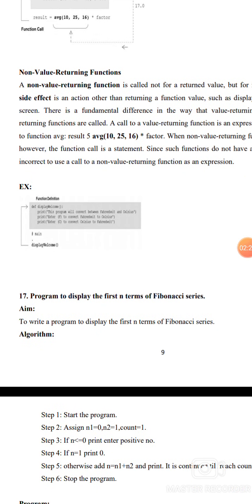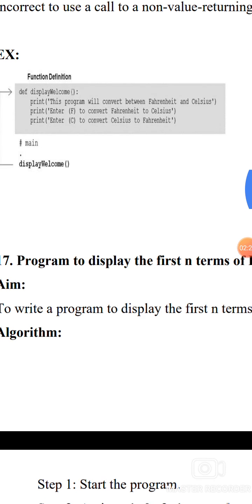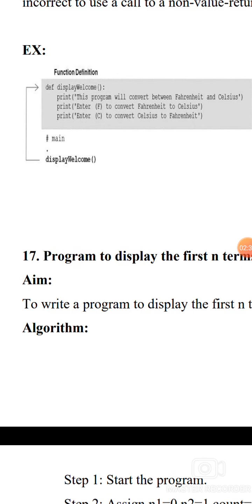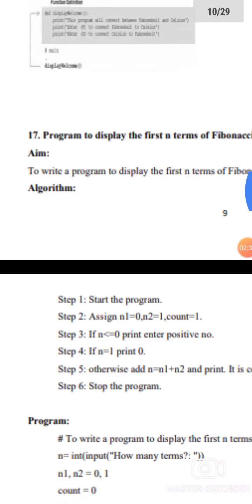A non-value-returning function does not return a value. Example function definitions: display welcome, and convert Fahrenheit to Celsius, F Fahrenheit to Celsius. Print C is the Celsius to Fahrenheit. Main and display welcome method.